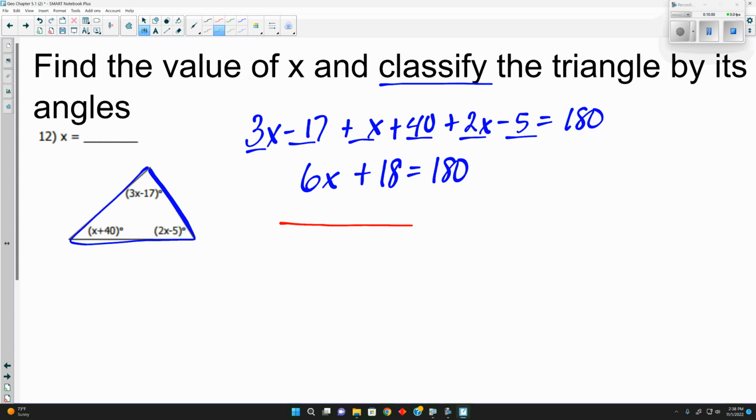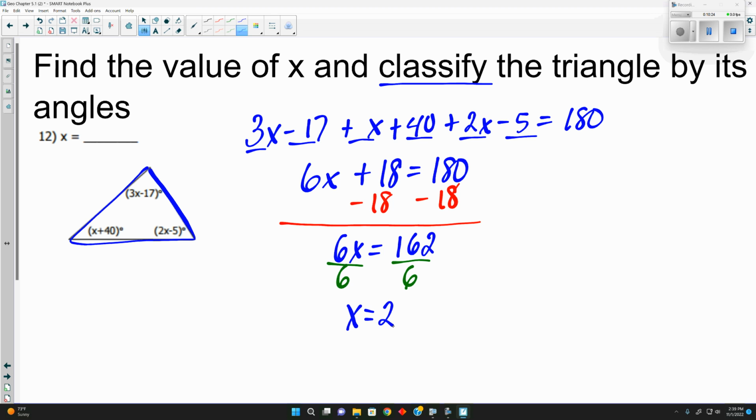So we have 6x plus 18 equal to 180. What would we do next? Minus 18 from both sides. That gives 6x equals 162, so x is 27. So the value of x is 27, yes?